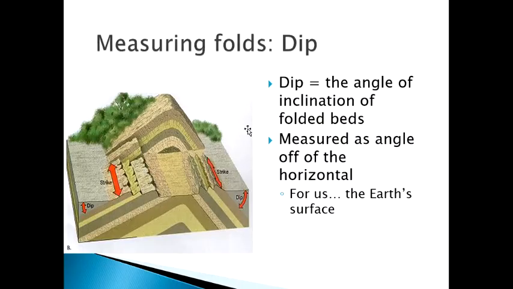Well, how do we measure them? We have two things we do. We call it the dip, and that's the angle that these beds are folded, and then the strike, which is the perpendicular to it.